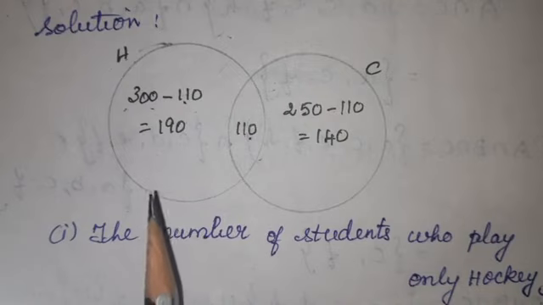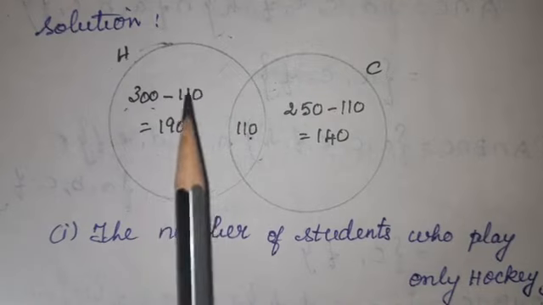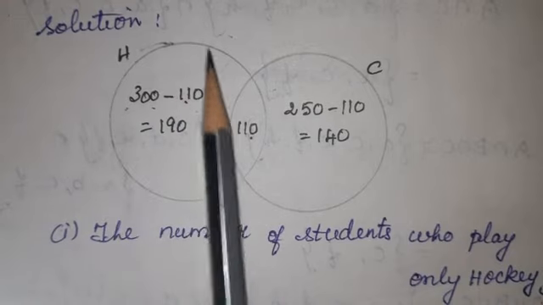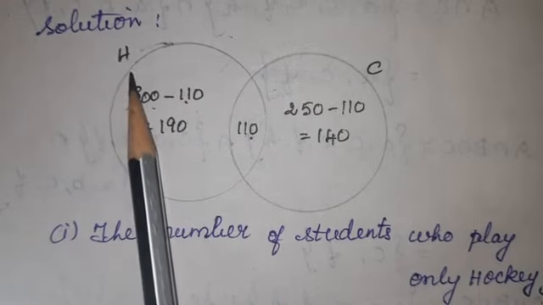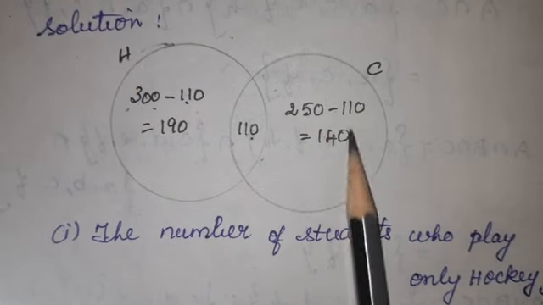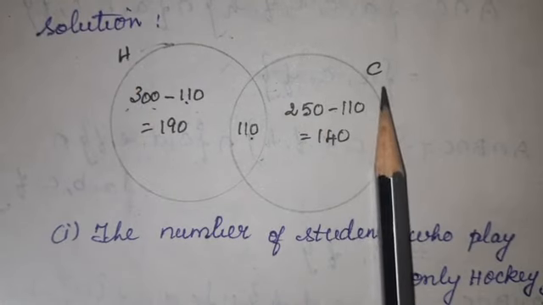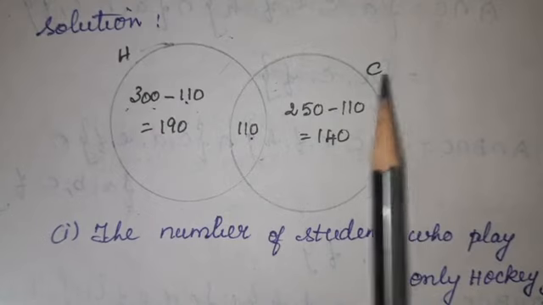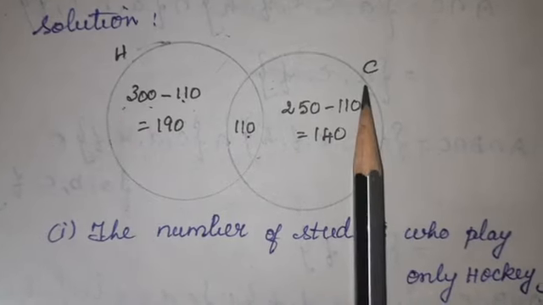Here two games are given. What are they? Hockey and cricket. For that you should draw two circles. The first circle you should consider as hockey, and mark it capital H. Draw the second circle, which you should consider as cricket, capital C. Name them H and C.